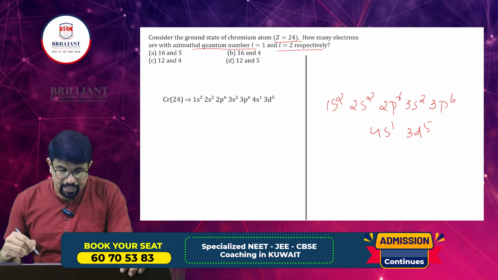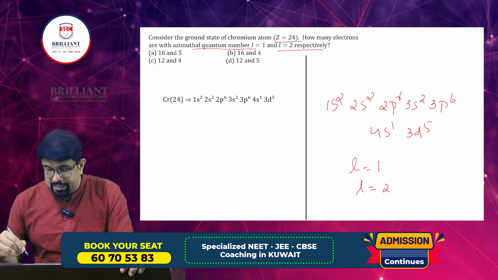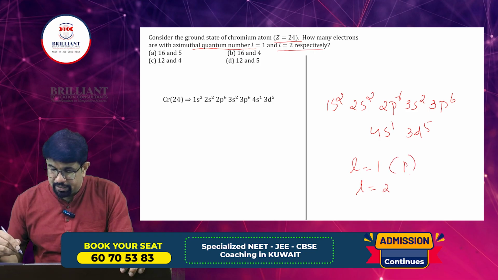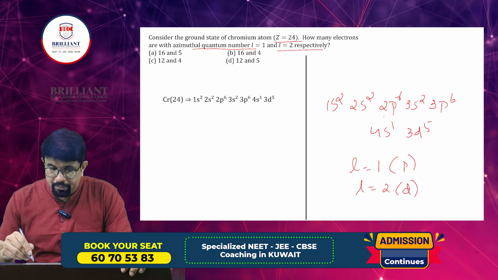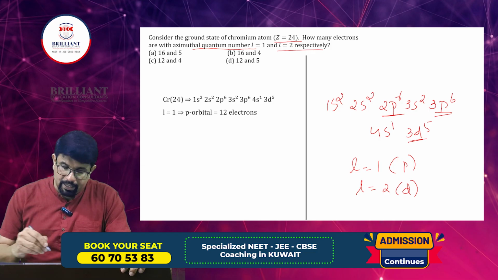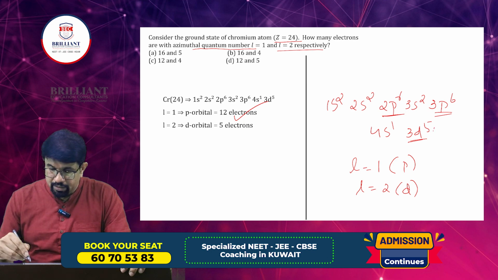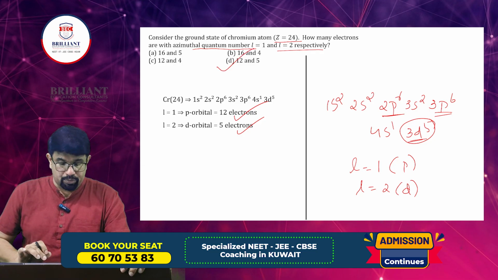There they are asking l = 1 and l = 2. l = 1 means it is the p subshell, right? And l = 2 means it is d. Then how many electrons in p and d? In p it is 12 electrons and in d, here you can see 5 electrons, right? So which will be the correct answer? 12 and 5. D is the correct option.